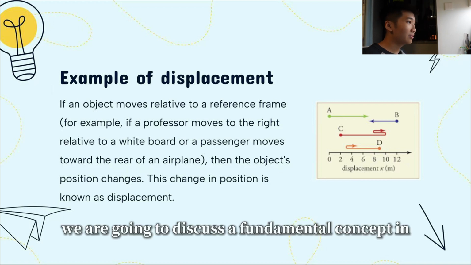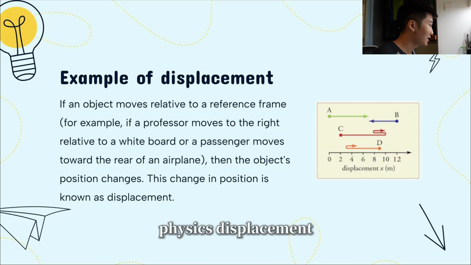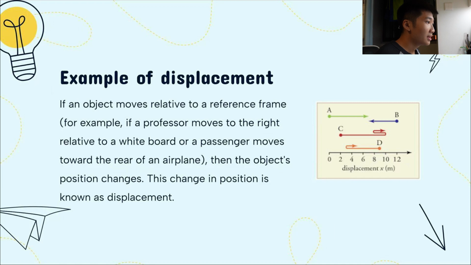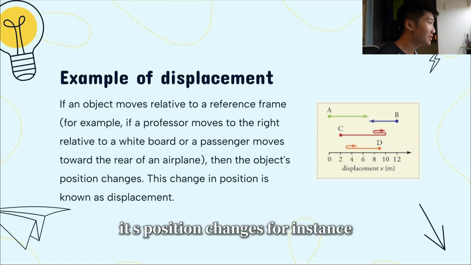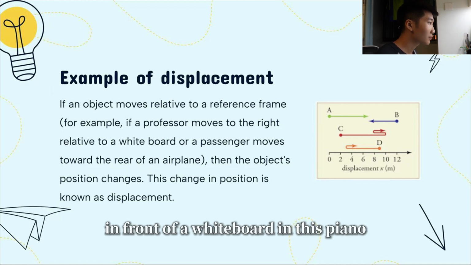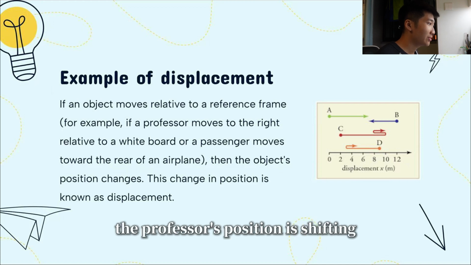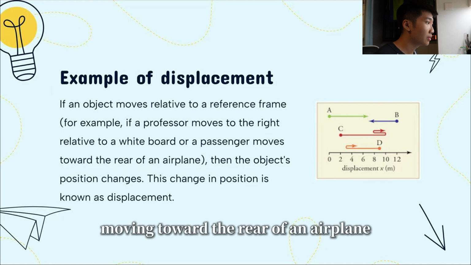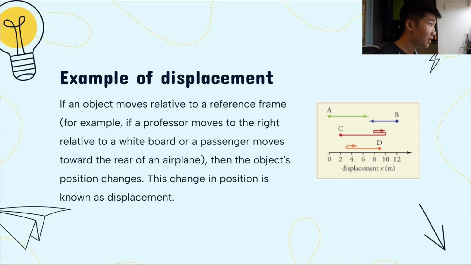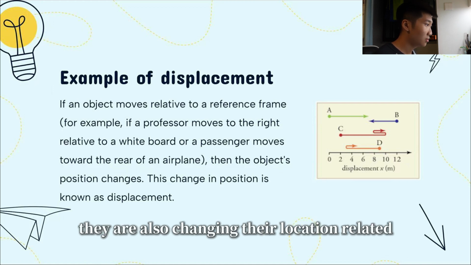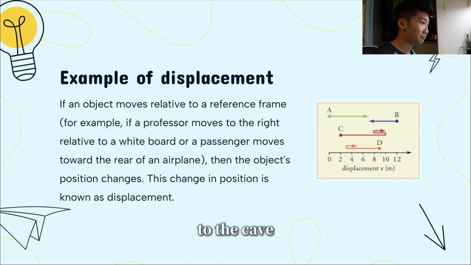And now we are going to discuss a fundamental concept in physics, displacement. When an object moves in relation to a reference frame, its position changes. For instance, imagine a professor walking to the right in front of a whiteboard. In this scenario, the professor's position is shifting relative to the board. Similarly, consider a passenger moving toward the rear of an airplane. As the passenger shifts their position, they are also changing their location relative to the cabin.